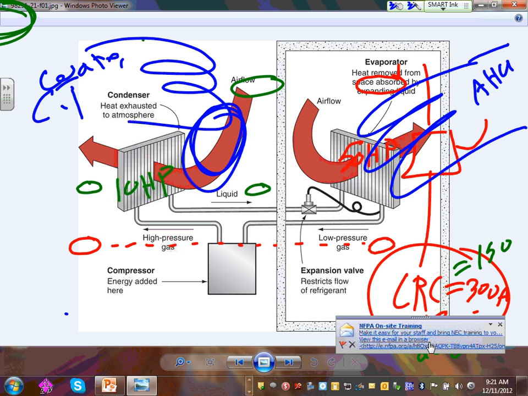Smaller system, like central air, very simple. Refrigerant moves from the evaporator to the condenser. Bigger system, you start circulating water, chilled water. Okay? Any comments, any questions?